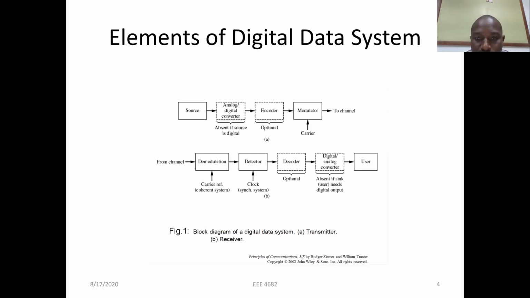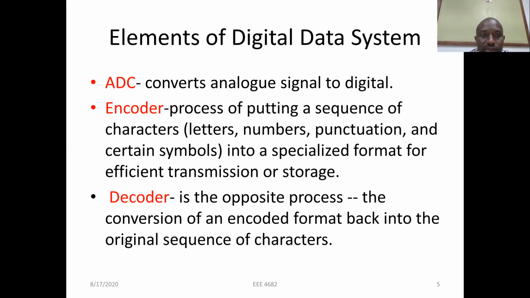Discussing this block diagram in a bit more detail, we know that the analog digital converter basically converts analog signals to digital. Then you have the encoder, which is basically the process of putting a sequence of characters, which could be letters, numbers, punctuation, as well as symbols, into a specialized format for efficient transmission as well as storage. The decoder will do the opposite of the encoder, basically removing these sequences and returning the encoded format back into the original sequence of characters.